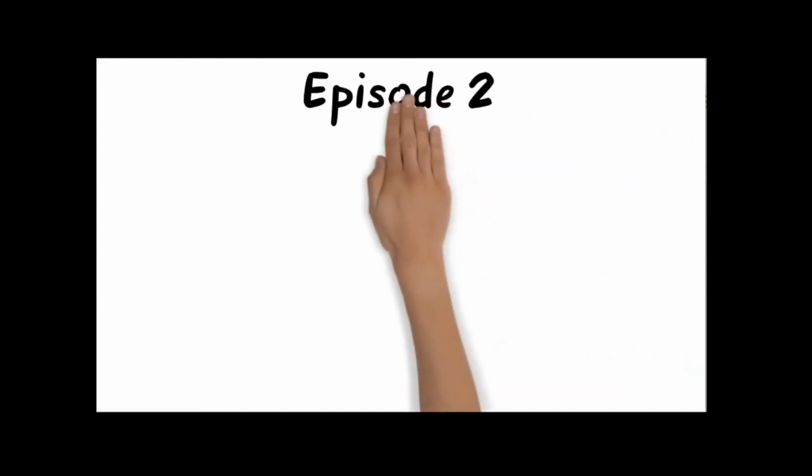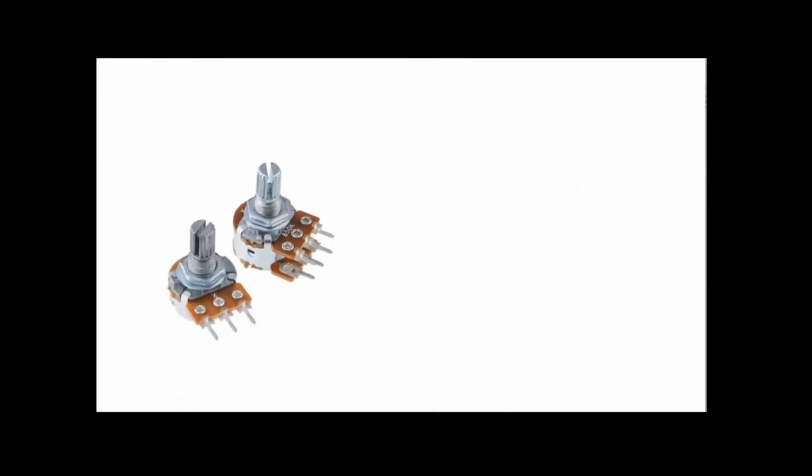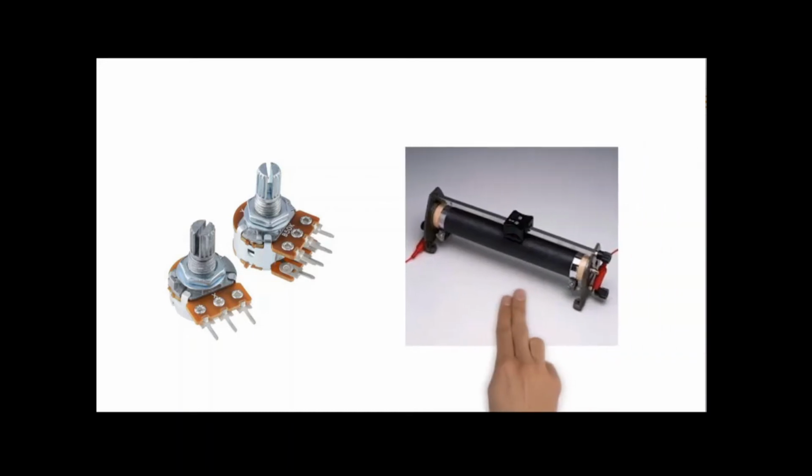Today, we will see episode 2 of class 10, that is electricity. The component of an electric circuit which is used to regulate the current, without changing the voltage from the source, is called variable resistance. Rheostat is a device which is used in a circuit to provide variable resistance.